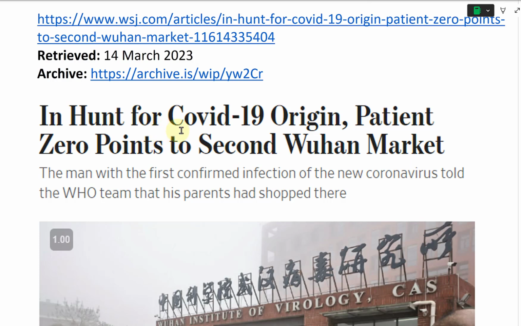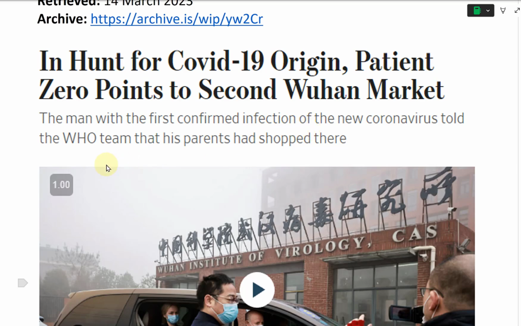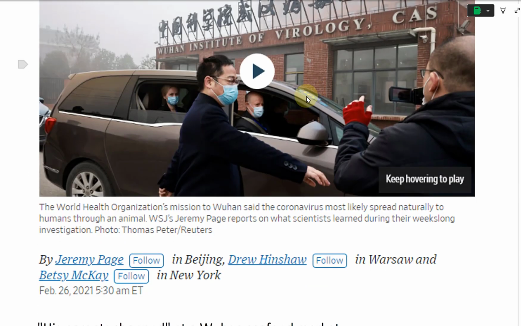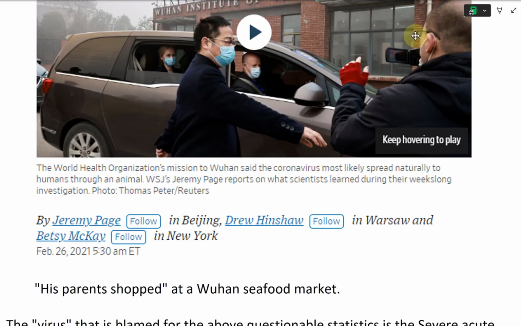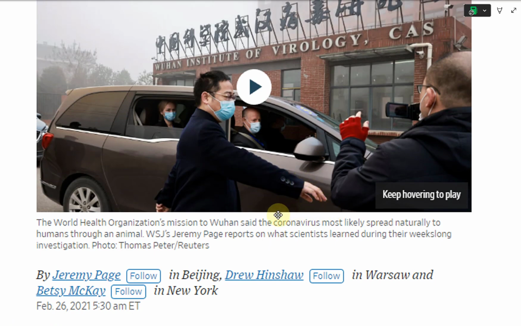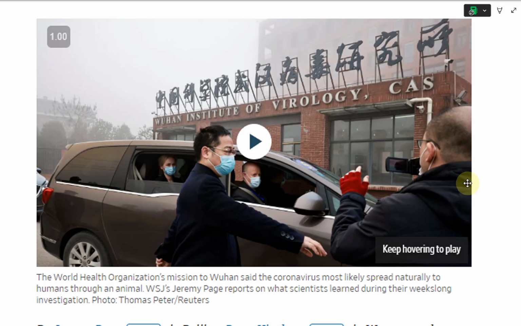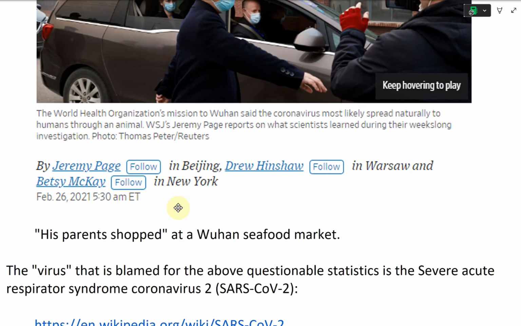In hunt for COVID-19 origin, patient 0 points to second Wuhan market. The man with the first confirmed infection of the new coronavirus told the WHO team that his parents had shopped there. All right, it all sounds like a movie, actually. And continuing further, the World Health Organization's mission to Wuhan said the coronavirus most likely spread naturally to humans through an animal. And this Wall Street Journal's Jeremy Page reports on what scientists learned during this weeks-long investigation. This is Wuhan Institute of Virology, and they're all masked up. And this article is from February 26, 2021.